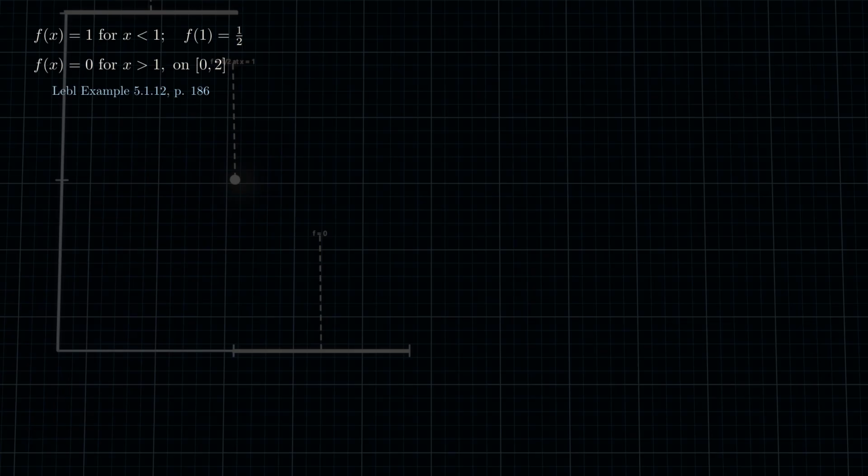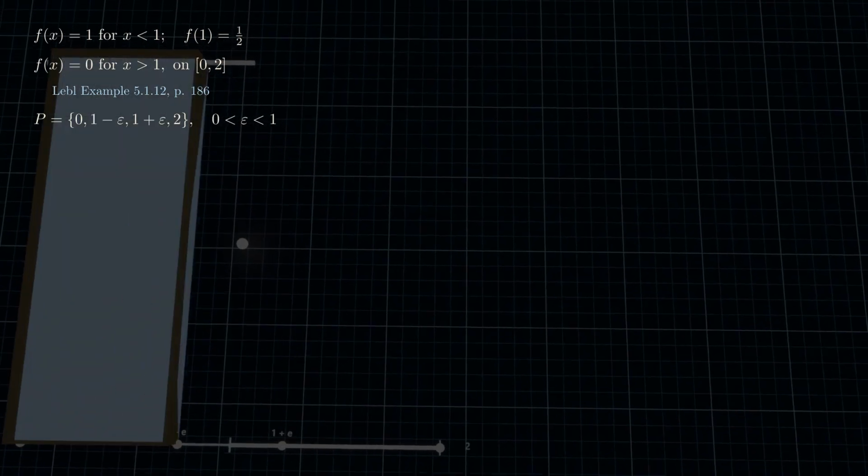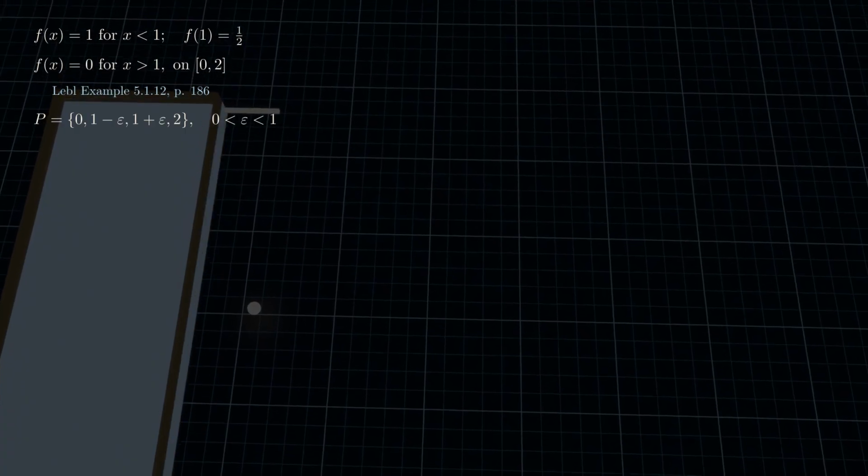The area should be the shelf. Base 1, height 1, area 1. Let us prove it. All the trouble is at x equals 1, so we quarantine it in one narrow strip. Take any epsilon strictly between 0 and 1, and the partition 0, 1 minus epsilon, 1 plus epsilon, 2. 3 strips. Strip 1, 0 to 1 minus epsilon.